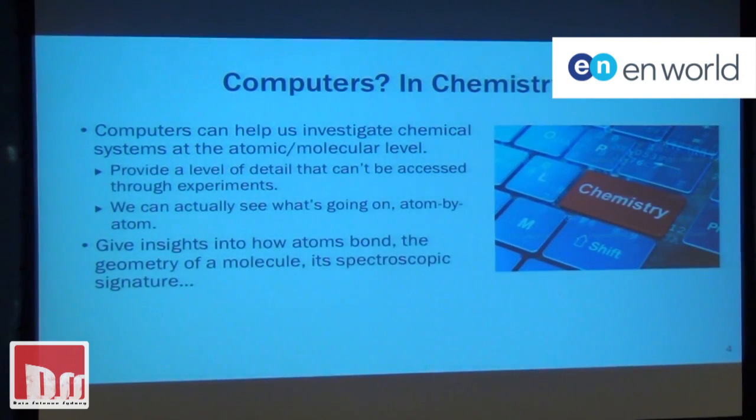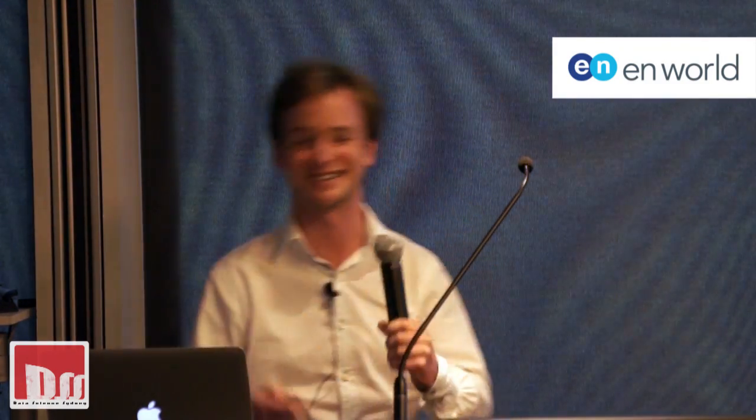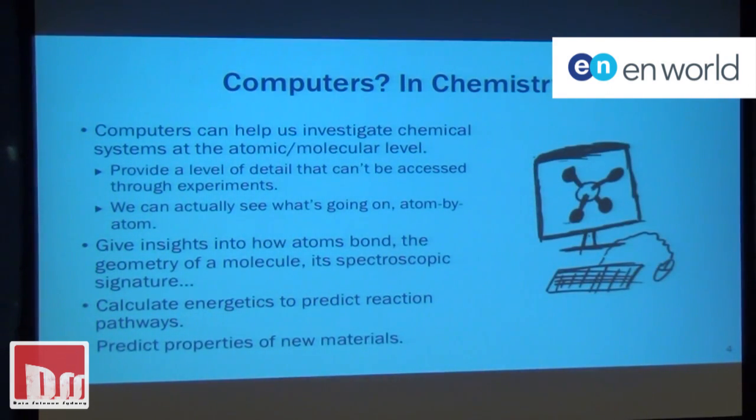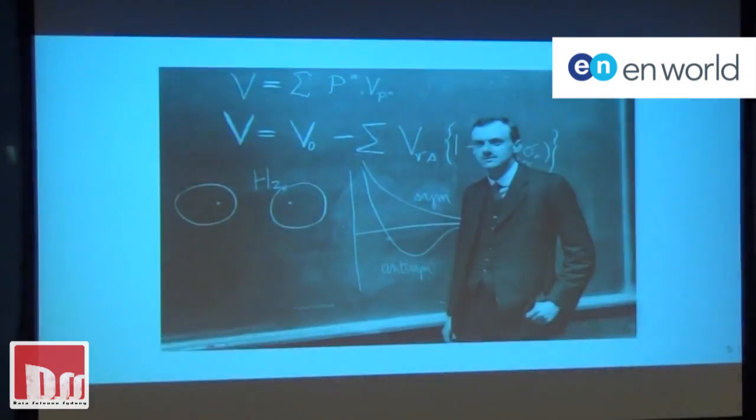So computational chemistry can give insights into how atoms bond together, the overall shape of a molecule and its spectroscopic signature. So how it reacts when you shoot lasers at it, basically. We can also calculate energetics of a particular chemical reaction that we're interested in to predict a reaction pathway. And we can also predict properties of new materials without even going into the labs to make it. We can do it all just on the computer.